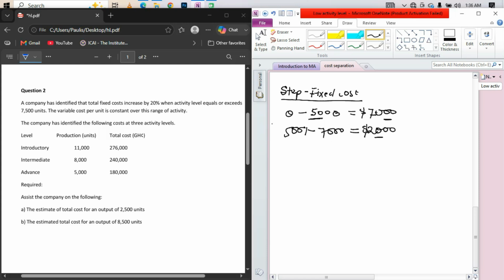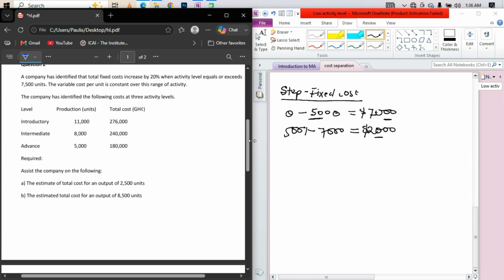So let's take this question. Question number 2. A company has identified that total fixed cost increased by 20% when activity level equals or exceeds 7,500 units. The variable cost per unit is constant over the range of activity. Yes, the variable cost per unit is constant. The company has identified the following costs at 3 activity levels. So we had the introductory level, the intermediate, and the advanced.